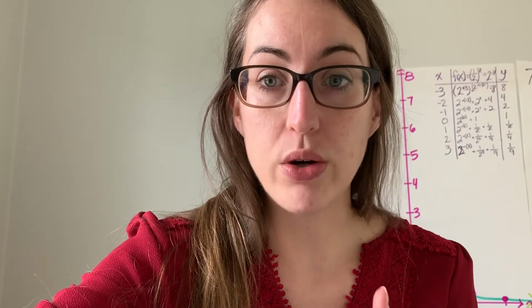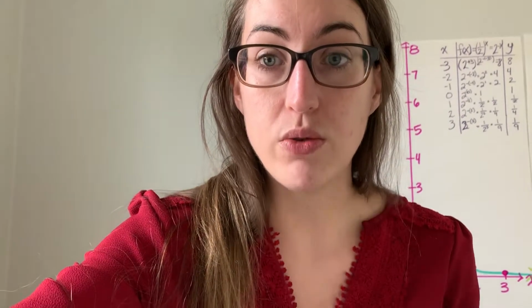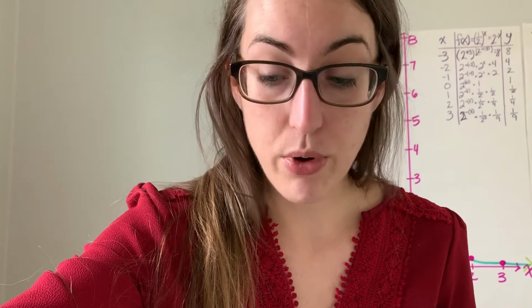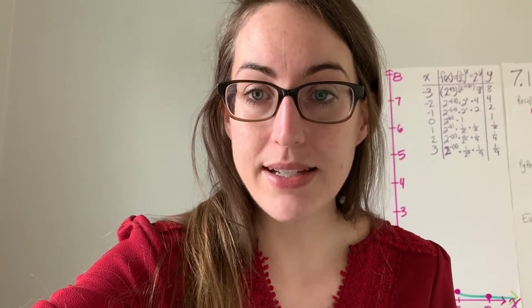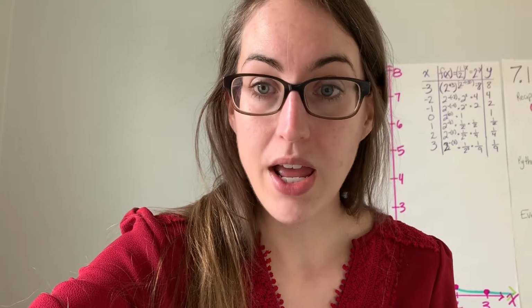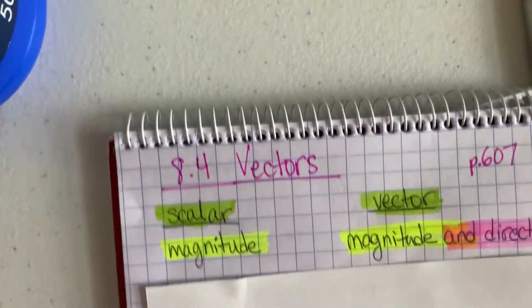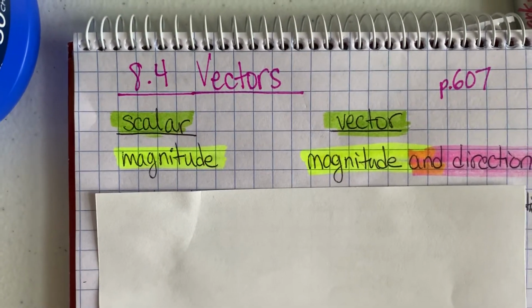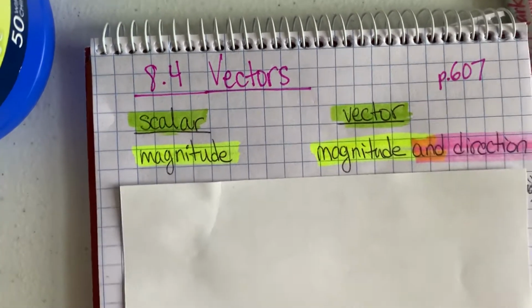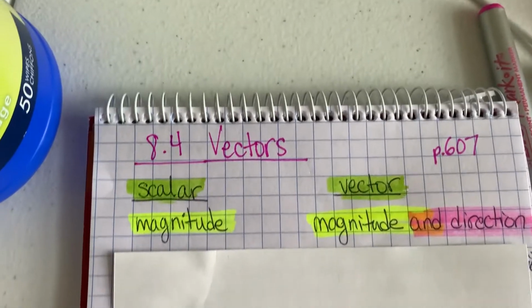go through today. Now, the vectors are pretty visual, so I'm going to show you my notes as I'm going through the notes so we can do those together. Go ahead and have your book open to page 607, please, and get your notes out and date them for 8.4 vectors. Okay, so I've got my notes here, 8.4.